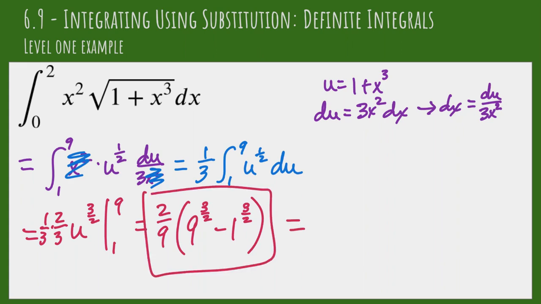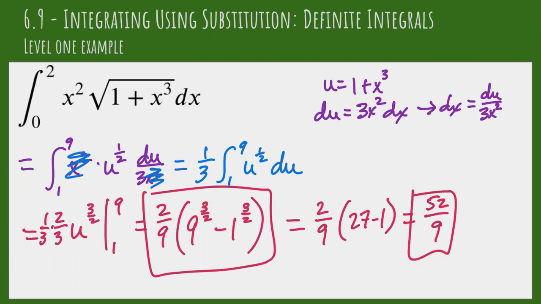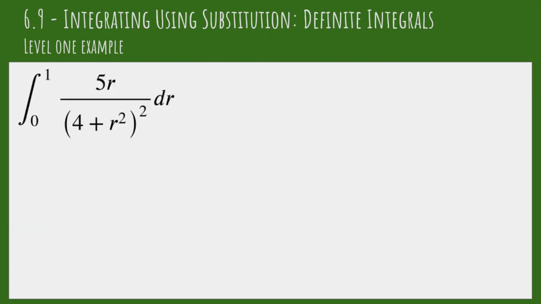I do think that it's good to practice with simplifying just because you might have to do it for a multiple choice question. 9 to the 3/2, square root of 9 is 3, and then cubed is 27. So we're going to have 2/9 times 27 minus 1, which gives us 26. So 26 times 2 is 52 over 9. If this were a multiple choice question, 52 over 9 would be the option you're looking for.